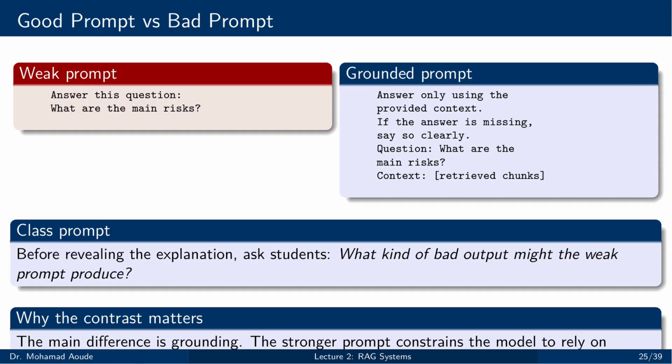This slide highlights one of the most important practical lessons in RAG design. A weak prompt simply asks the question. A grounded prompt gives instructions, restricts the answer to the provided context, and explicitly tells the model what to do if evidence is missing. That difference is not cosmetic. It changes the behavior of the model. Without grounding, the model is free to rely on prior patterns, background assumptions, or plausible-sounding generalizations. With grounding, it is encouraged to stay within the evidence provided. This is why weak prompts often lead to impressive-sounding but unreliable outputs. A strong RAG prompt makes the source of truth explicit.